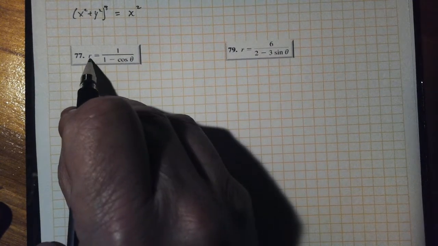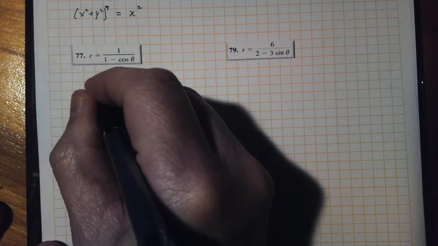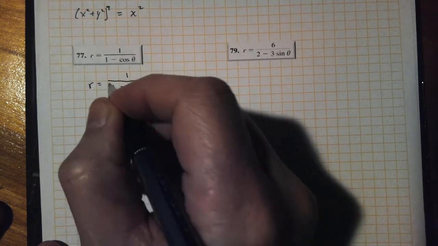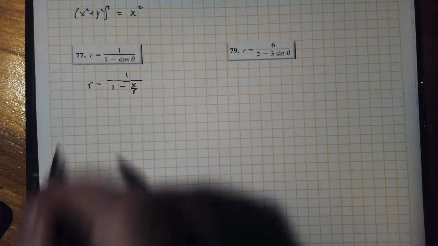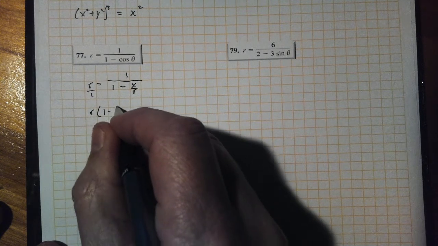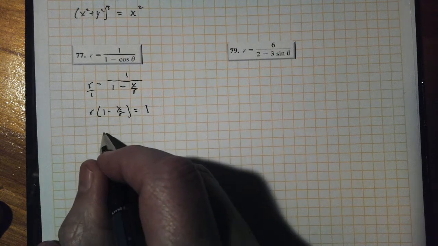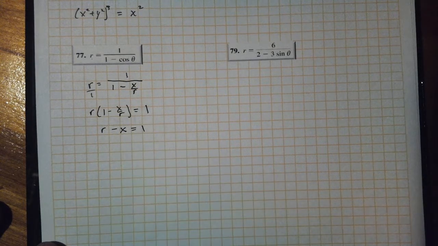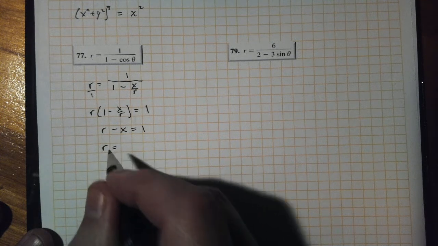77, I'm not going to square both sides first. I'm going to do my 2 a.m. wake-up call first. So here we get r equals 1 over 1 minus cosine, x over r. Let's cross multiply. I get r times 1 minus x over r equals 1. Distribute. I get r minus x equals 1. Now let's isolate r and square both sides.